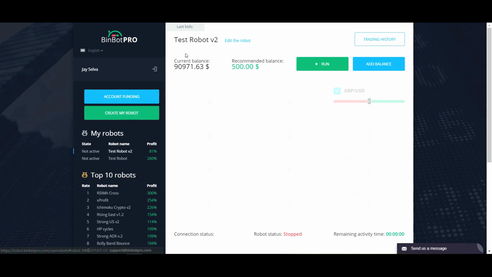So right now my balance sits at 90,000. So yeah, it's pretty good. Another good trade execution by the Binbot Pro using the method C. So perhaps I can record one more trade execution. So be right back, guys.